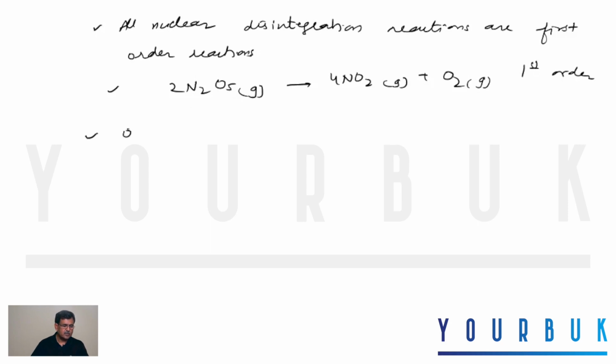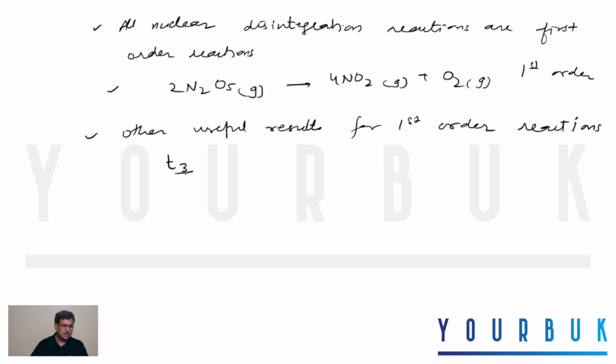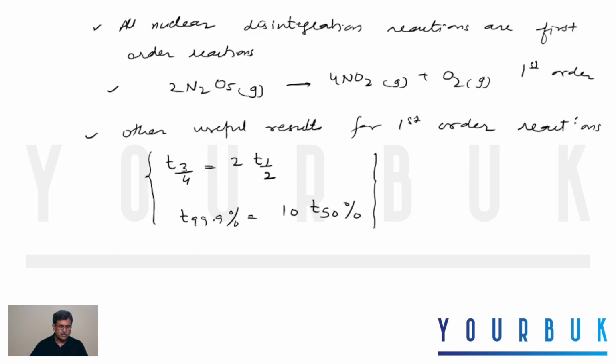Now other useful results of the first order reaction are, and you can use these results directly in the questions. One is that t 3/4, meaning 75% completion, is equal to 2 times the t 50%, and t 99.9% is equal to 10 times t 50%. So these are some useful results of the first order reactions.